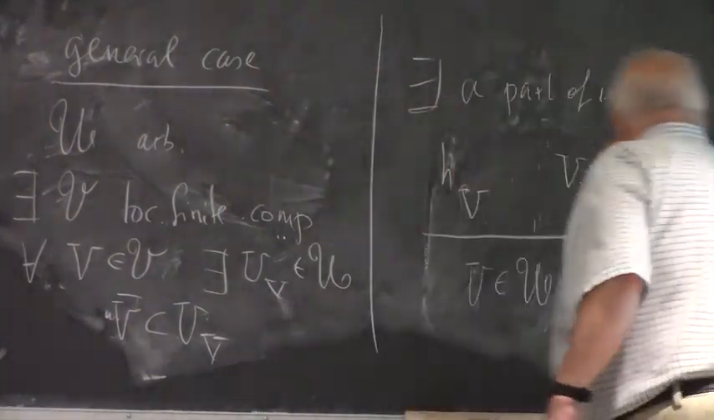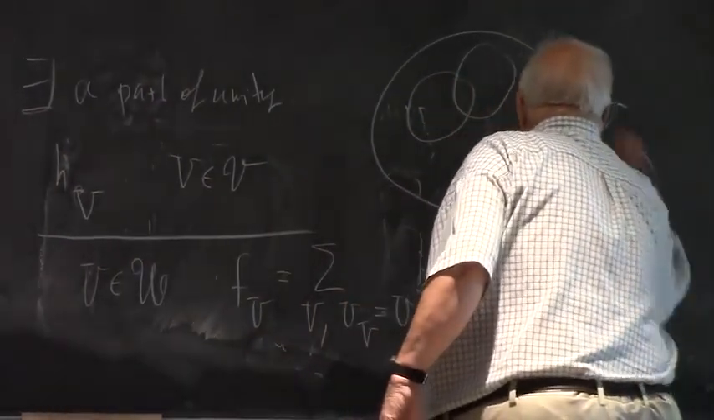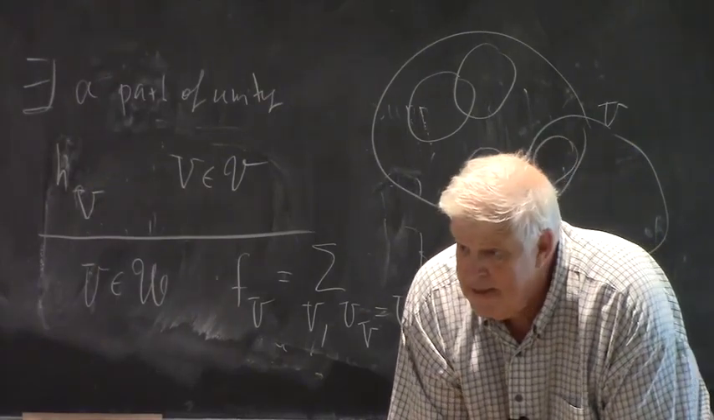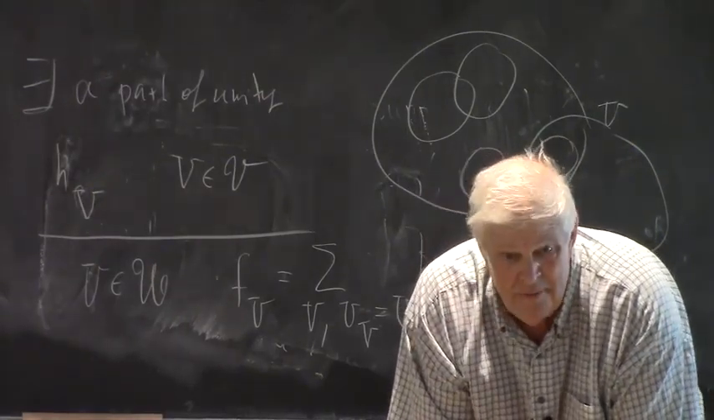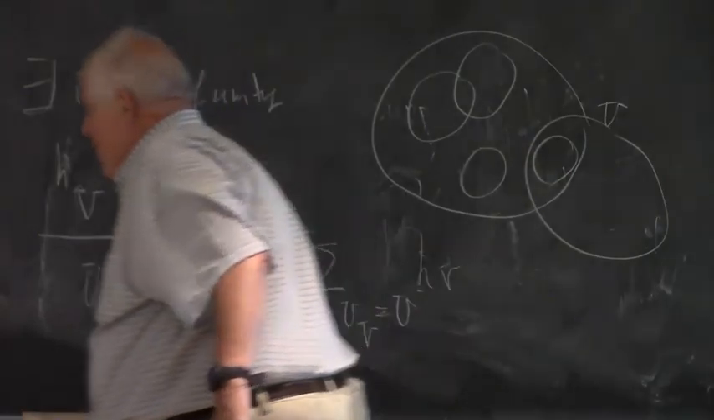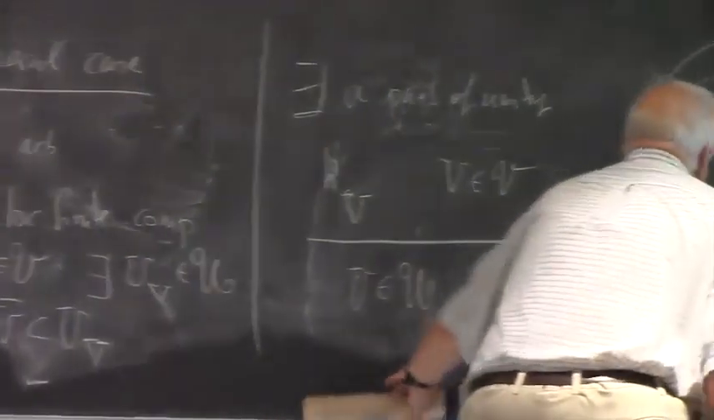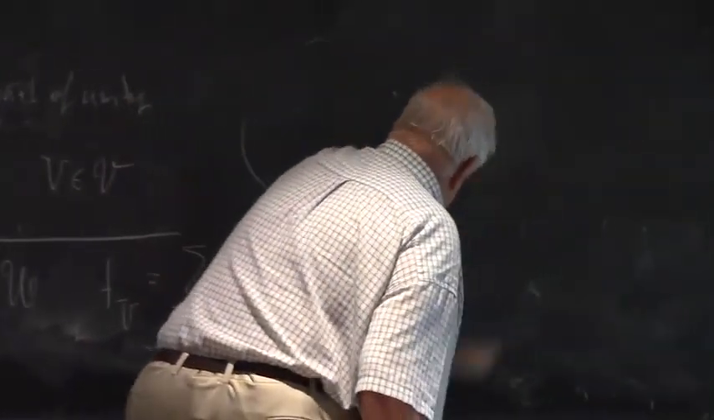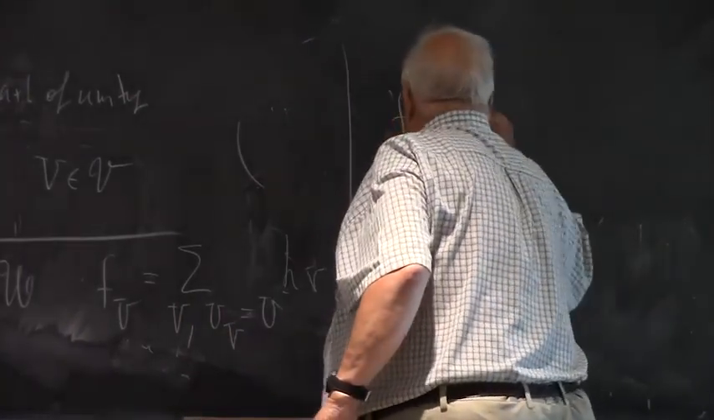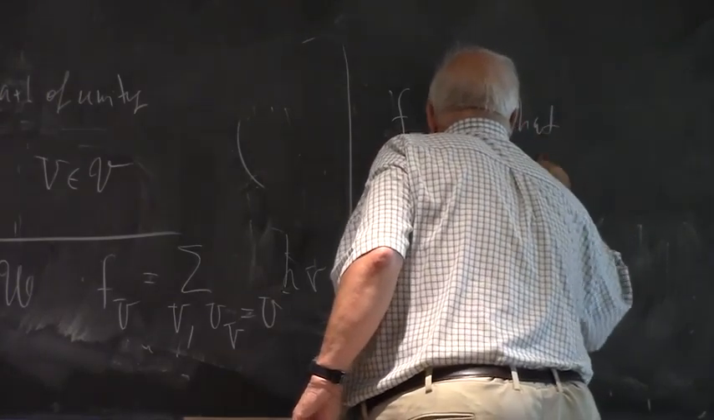You see, it's possible that some element of V is contained in several different elements of U. Then I still need to choose some U sub V, maybe one of these two. I choose it arbitrarily, but I have this function. For every V, I fix some U sub V. And then I do this. I claim that f sub U is what we need.